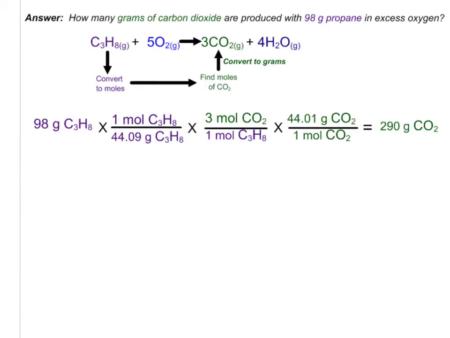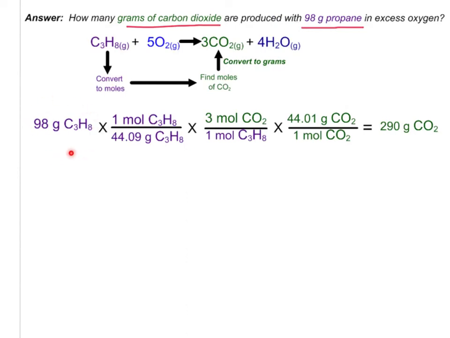So here's the answer. Hopefully you got the right answer, but if not, I will help you out with that. We are going to set this up just like we did before. Here first we have our balanced chemical equation. We want to convert into moles so that we can find our mole to mole ratio, and then we'll convert back into grams. We know that we have 98 grams of propane, and we want to find the grams of carbon dioxide. So that is where we're going with this.